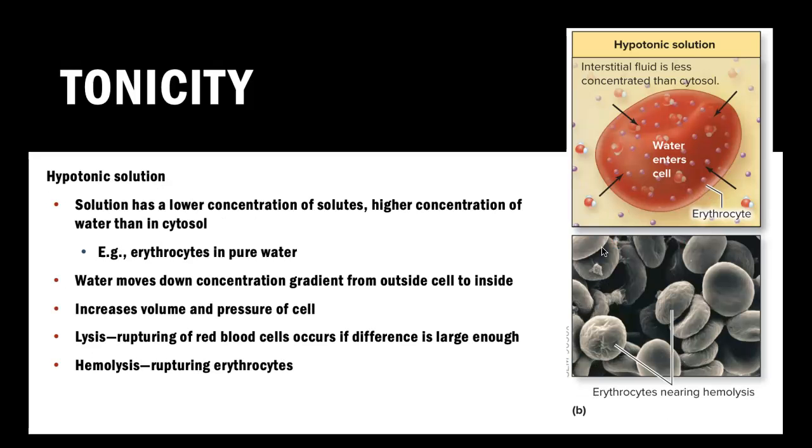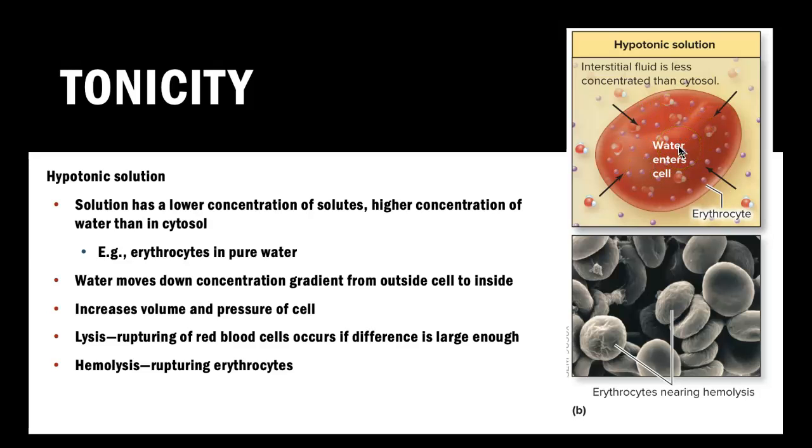When we have a hypotonic solution, that means our solution has a lower concentration of solutes, whereas the inside of the cell has a higher concentration of solutes. That means we are going to have a greater pull of water and move inside of the cell, and that is going to cause an increase in volume and pressure inside the cell.